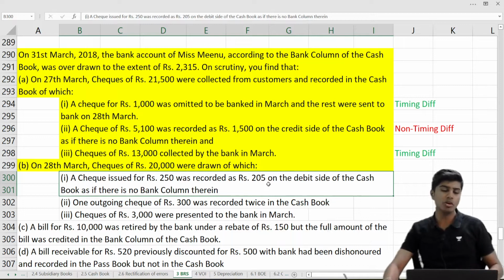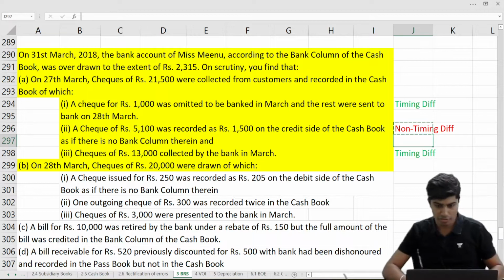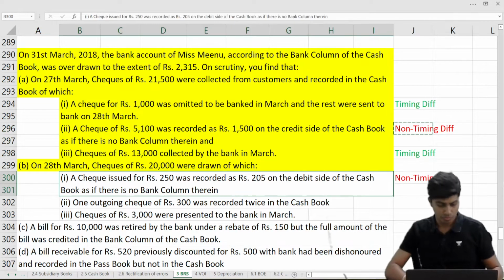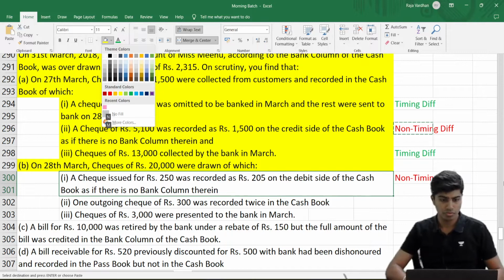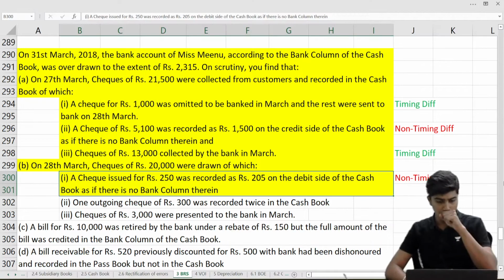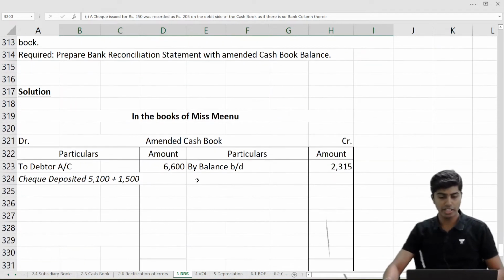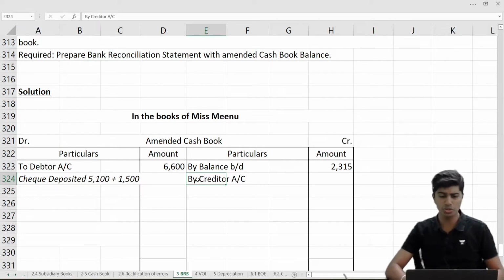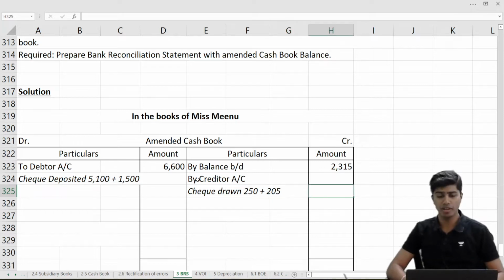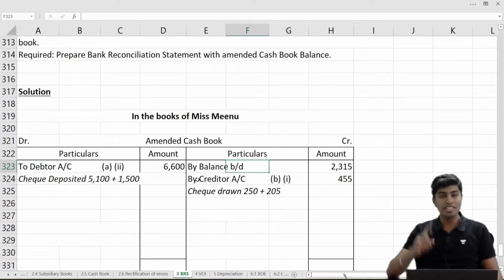Is this timing or not timing? It's an error in the cash book. Do you agree with me? So this is a non-timing difference. You get it? Come on, let's write this now. In our cash book, I'll write on the credit side. Check is issued, no? So we'll write creditor account. How much is this? Check drawn 250 plus 205. Like I mentioned, 455 rupees. This is the adjustment. This is B1, and this was A2. So B1 adjustment, sub adjustment 1 in B, this is 455.